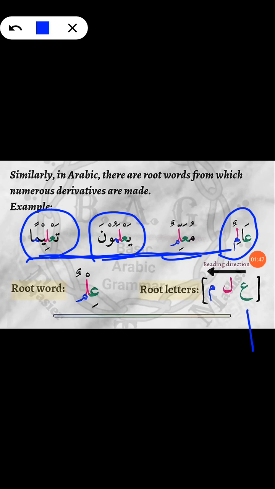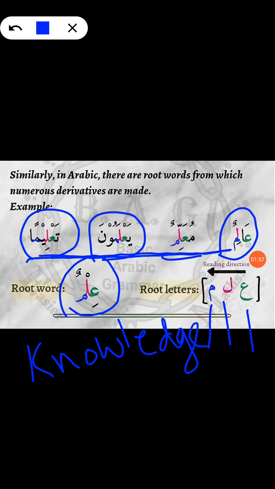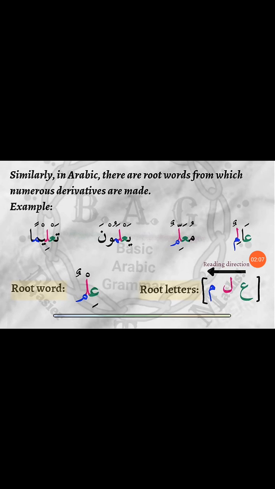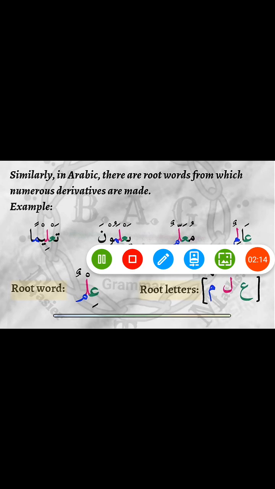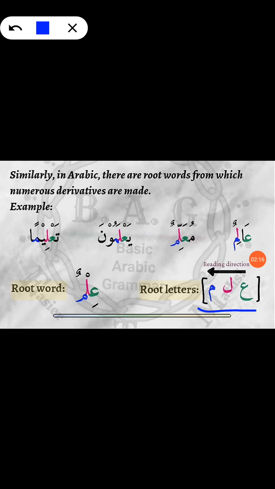They are ayn, lam, and mim. Alright, and the root word is ilmun. It means knowledge. Alright, now the root letters are ayn, lam, and mim. And of course, you read it this way. Okay, so what can you deduce? You can simply say, or actually see, that just by using this set of root letters ayn, lam and mim in various ways, you can form numerous derivatives, alright, which is what you have just observed.